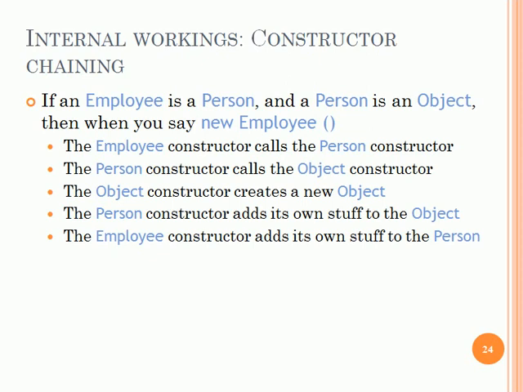Constructor chaining. If an Employee is a Person and a Person is an Object, then with new Employee, the Employee constructor calls the Person constructor, the Person constructor calls the Object constructor, and the Object constructor creates a new object. The Person constructor adds its own stuff to the object. The Employee constructor adds its own stuff to the person.